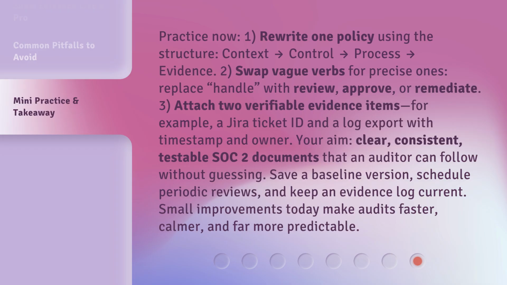Your aim: clear, consistent, testable SOC 2 documents that an auditor can follow without guessing. Save a baseline version, schedule periodic reviews, and keep an evidence log current. Small improvements today make audits faster, calmer, and far more predictable.